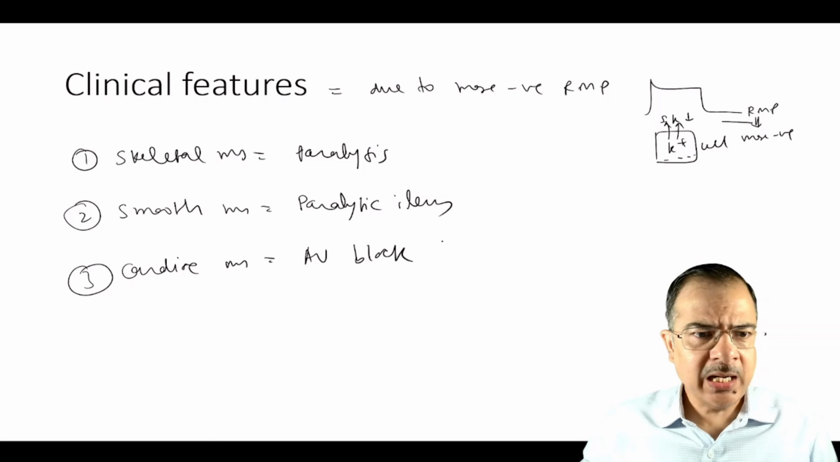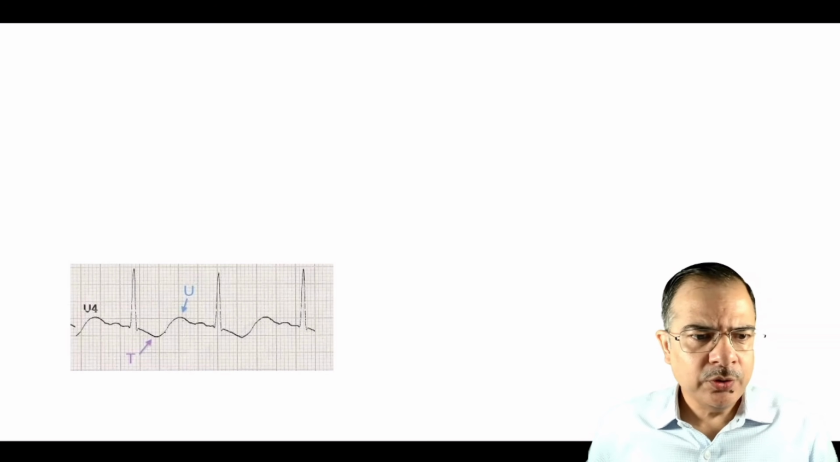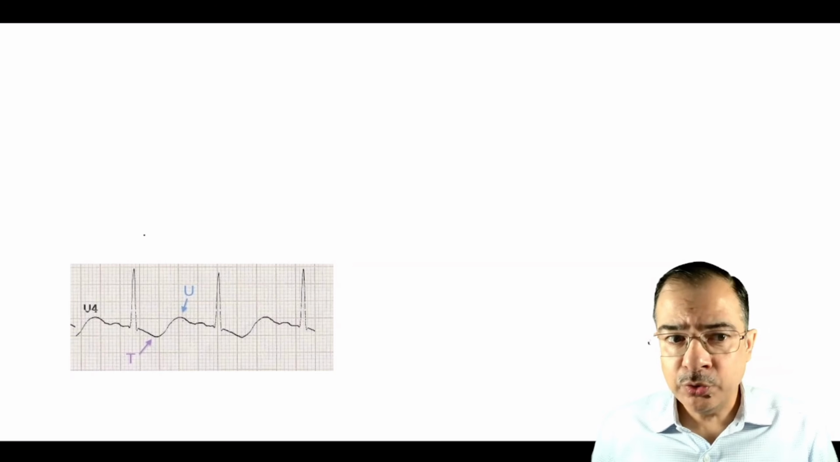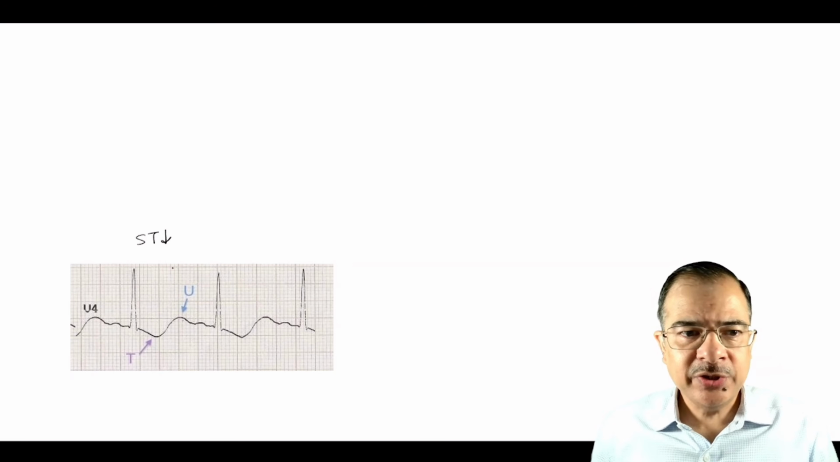And these are the classical changes of the ECG, which you can see here in the ECG. ST segment. So this is an important question for the MBBS student, NEET PG aspirant also. ST segment depression is there. T wave inversion is present. You can very well see here. And most important is the U wave becomes more prominent.